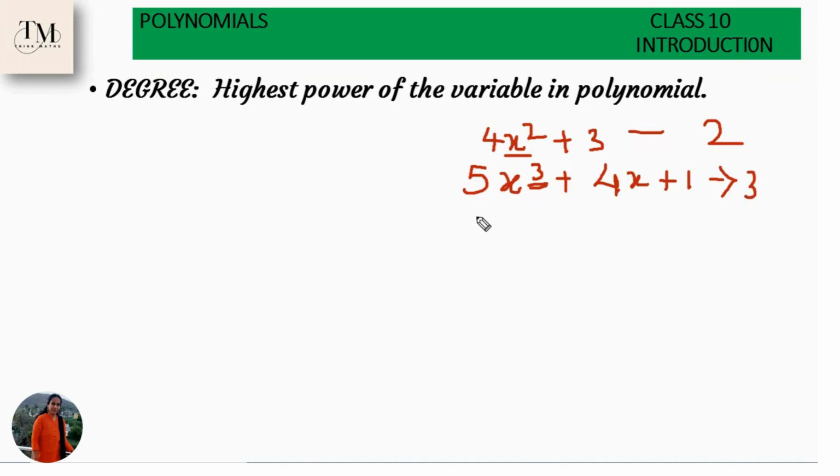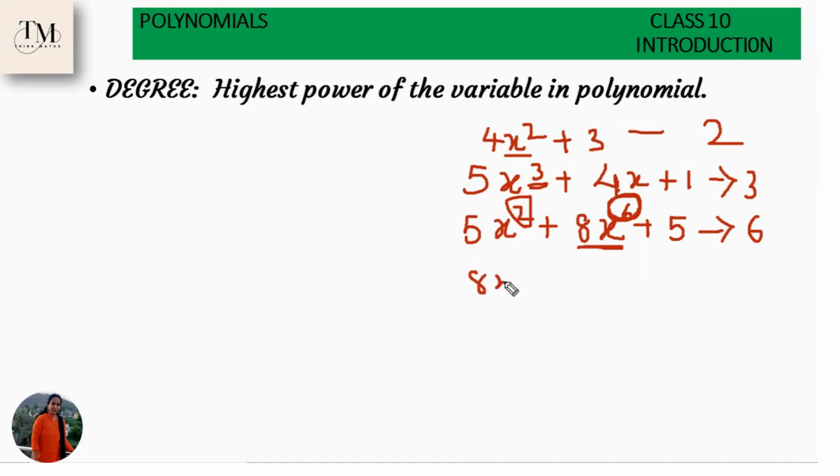Another example: 5x square plus 8x to the power 6 plus 5. Here the highest degree is 6. It is not that the first term decides it, so we have to check all the terms. Which term has the highest degree? Here the second term has the highest degree. That is, they have not arranged in order. So we can arrange in order, that is 8x power 6 plus 5x square plus 5. In any way, for this polynomial, its highest degree is 6.